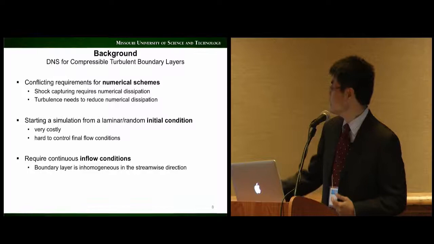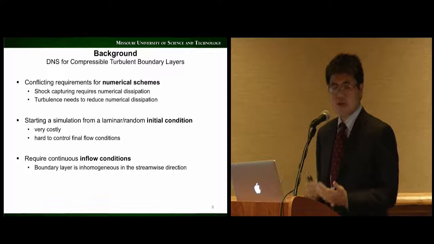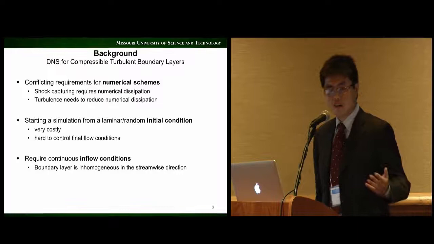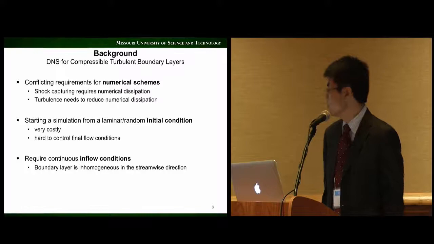Another difference is that previous studies typically focus on channel flows or pipe flows, which have two periodic directions. Then you can easily impose a boundary condition. But for a boundary layer, you only have one homogeneous direction. So you have to deal with the inflow condition. You have to have a mechanism to give you a continuous inflow.